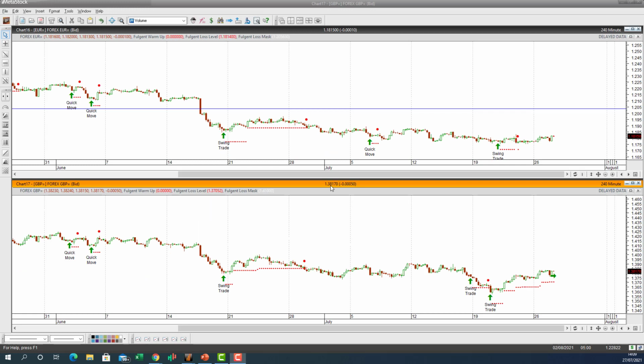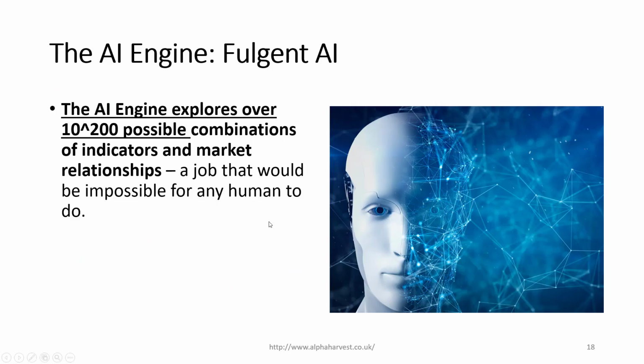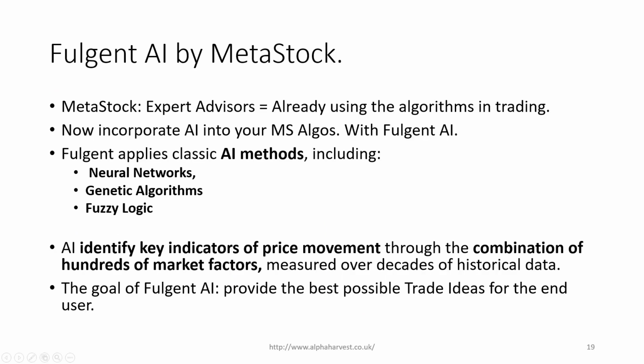And that's really the end result of the currency screen using the AI. Let's take a look at how we developed or trained the AI to look for high probability currency trades on a 4-hour chart basis. Now, just briefly, the tip of the iceberg explanation, like we said earlier, is 10 to the power of 200 different combinations. So what the AI does is it uses genetic algorithms. The Fulgent AI that sits on the MetaStock platform uses primarily genetic algorithms to identify key indicators of price movement through a combination of hundreds of market factors measuring over decades of historical data.